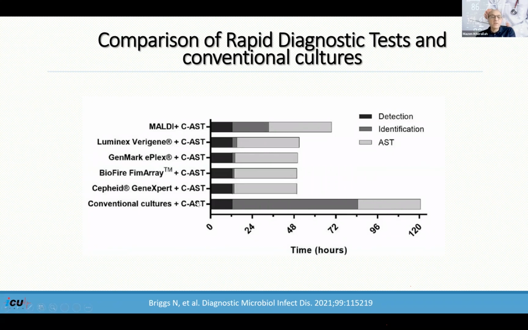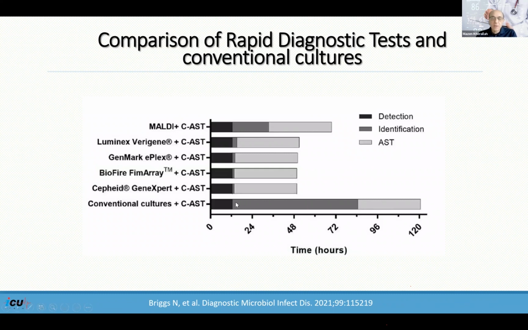Now, if you compare this with the rapid testing, it doesn't matter which testing you're looking at. Since we presented the BioFire, let's just concentrate on this. And we said that we require a positive culture in order to do the test. So it will not actually change the time to detect the organism. So detection is the same. However, we have more rapid identification of the organism.